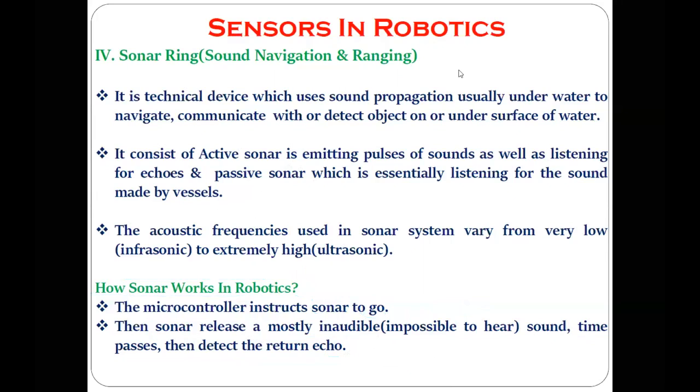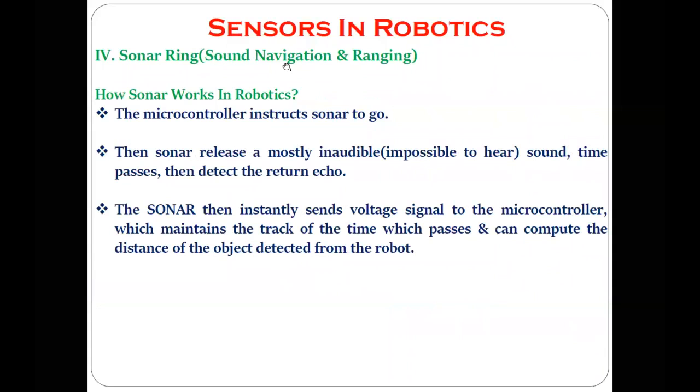Okay, and then what happens next, let's see. The sonar then instantly sends a voltage signal to the microcontroller. So after the detection of the echo is done by the sonar, the sonar sends the signal to whom? The microcontroller. Okay, the microcontroller is present in the robot. So with the help of that signal, the robot maintains track of the time which passes, and it computes the distance of the detected object from the robot.